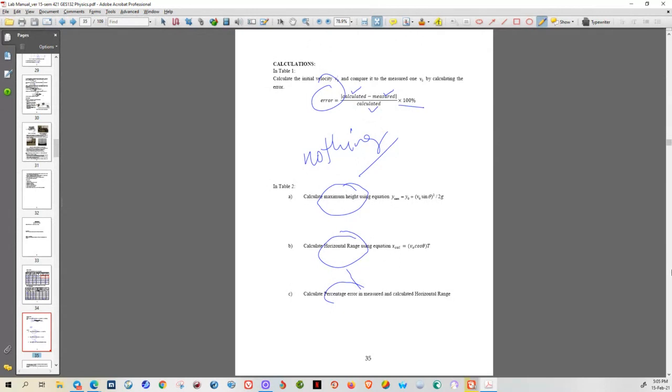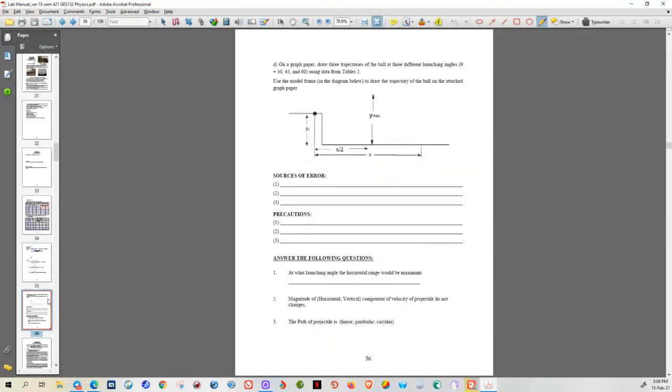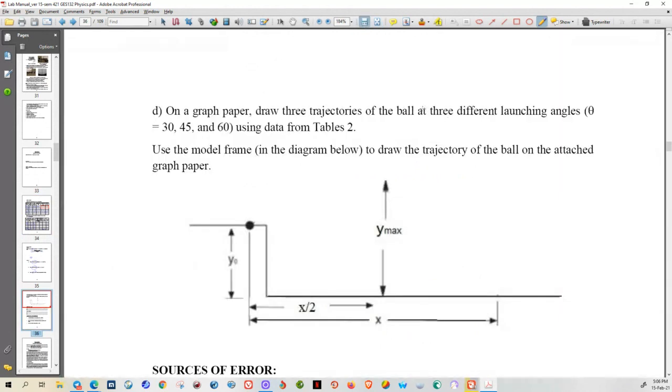Is that clear? Okay. All the calculations, you will simply put the final answer here. No need to show the steps. Okay? Once you finish the table, what's the next thing that you have to do? Well, first, you have to make a graph. So on a graph paper, you have to draw 3 trajectories. When we say draw, that means you have to use your hands. You have to use pencil, okay?